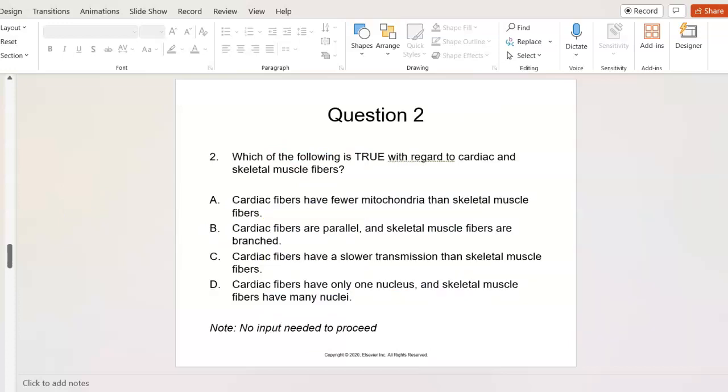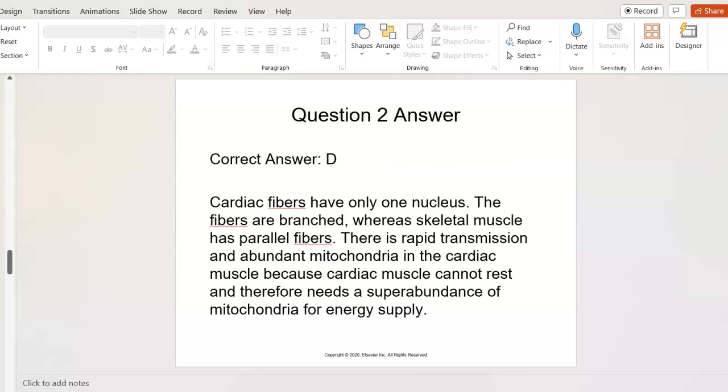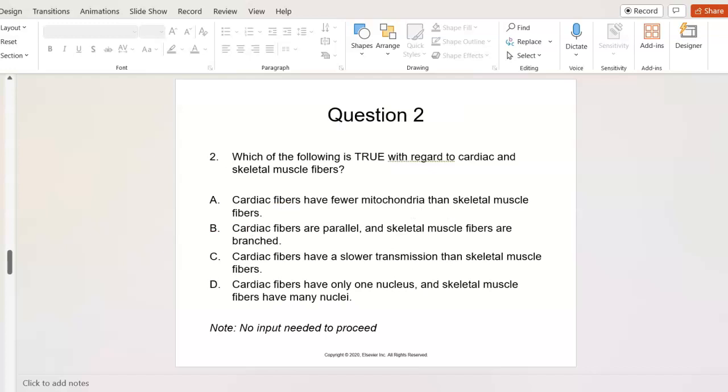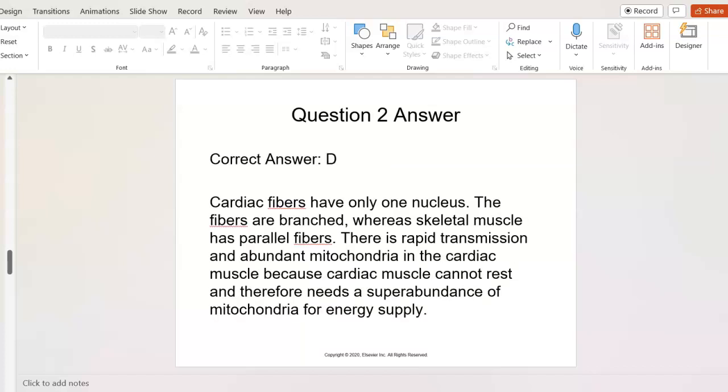What is true with regard to cardiac and skeletal muscle fibers? Oh, I really jumped ahead on that one. I apologize. So D, cardiac cells only have one nucleus. We really reference skeletal more as a muscle fiber because it's long and it has many nuclei. We did explain that earlier. So always make sure you reread these answers because sometimes the answers that you need to know are in there as well.